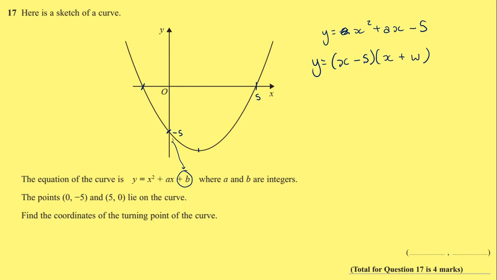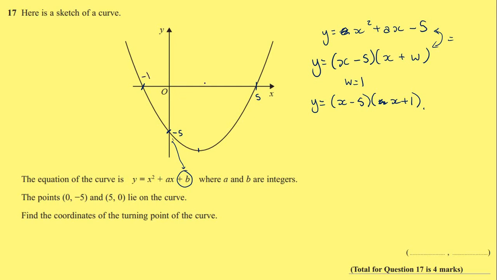Now, if I was to expand this out, I'd get x squared minus 5x plus wx minus 5w. And that must equal exactly the same as that. These two things must be equal to each other, which means that w would equal 1, because -5 times by 1 must make -5. So w equals 1. So the actual equation we've got is x minus 5 lots of x plus 1. So that there is -1.